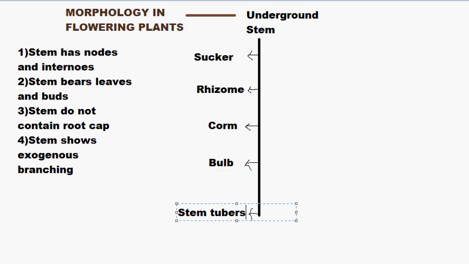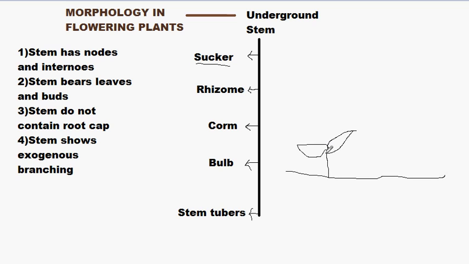What is a sucker? In the sucker, the underground stem develops at first and grows up to a certain distance horizontally, and then it rises obliquely and forms a new plant. And this sucker helps a plant to reproduce vegetatively also. Let us see how. If this is a plant, let me draw a rough diagram of the plant. The diagram is not that important. Okay, let's say this is the plant.